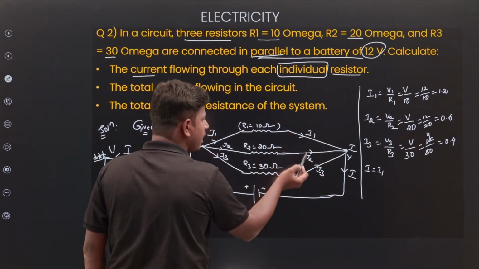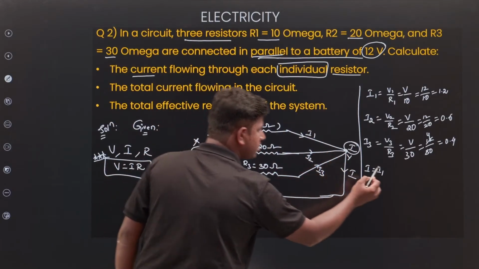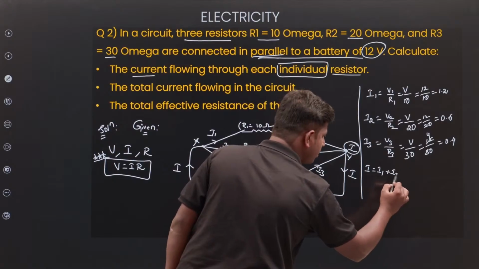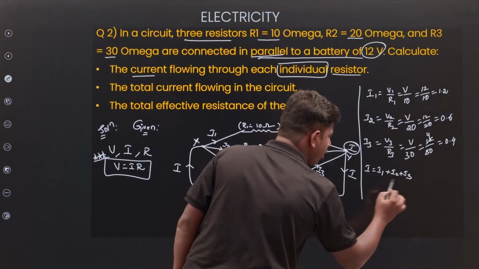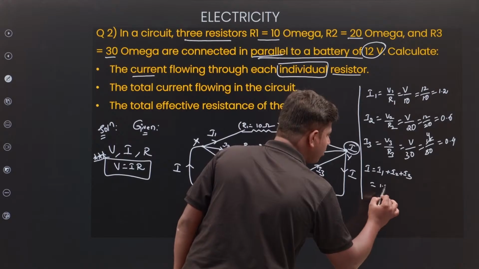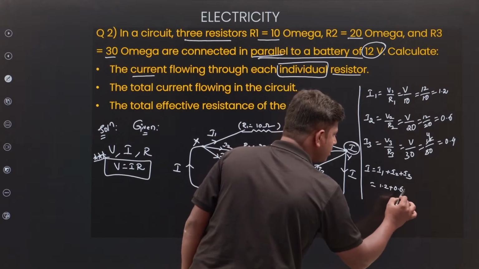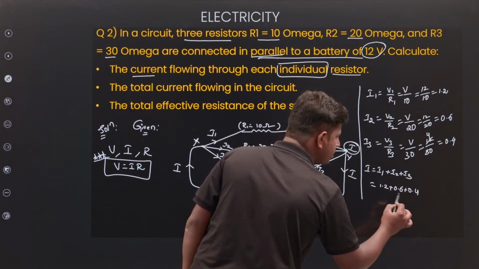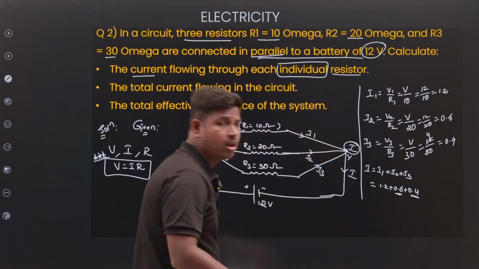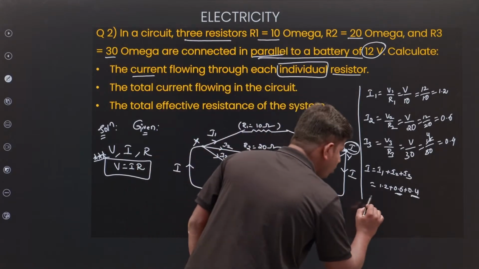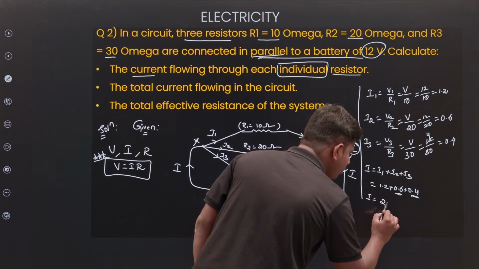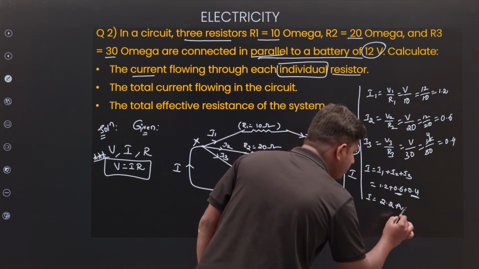See, I1, I2, I3. Add all this. I1 plus I2 plus I3. How much I1? 1.2, 0.6, 0.4. 0.6 plus 0.4, 1. 1 plus 1.2, 2.2. So then I is equal to 2.2 amperes.